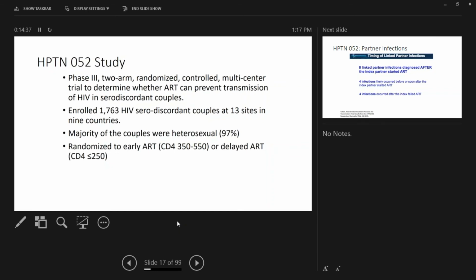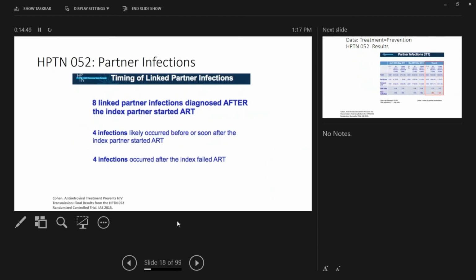And the randomization was to either start HIV medicines immediately or to wait for CD4 counts to go down, etc. The endpoint not necessarily being the health of the person living with HIV, though they looked at it, but the endpoint being how often there were linked transmissions of HIV between partners. Next slide, please. So what they found was, in the entire study, there were 8 linked partner infections diagnosed after the person living with HIV was started with antiretroviral therapy.